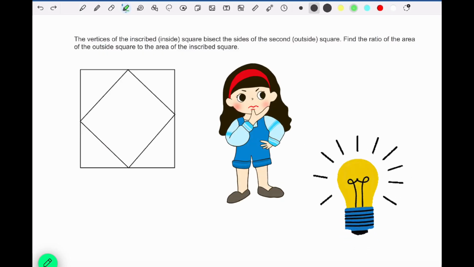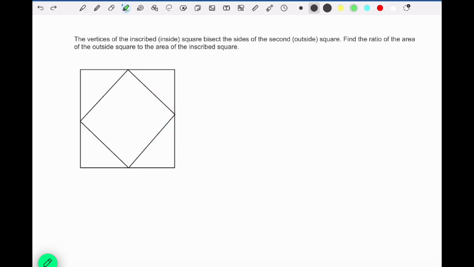Hello everyone. The question we are solving for today is: if the inside square bisects the sides of the outside square, then find the ratio of areas of outside square to the area of inside square. So we have to find the area of the outside square to the area of the inside square. For that, let's consider the area of the outside square as A1 and the area of the inside square as A2. Now we have to find the ratio of A1 divided by A2.